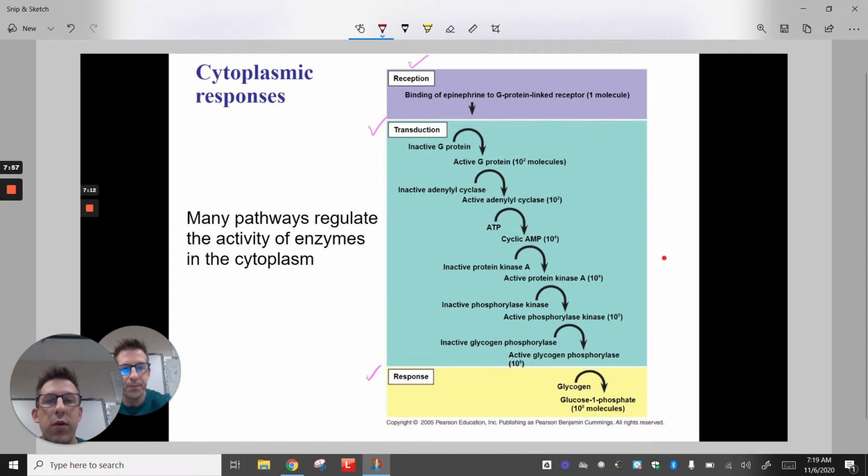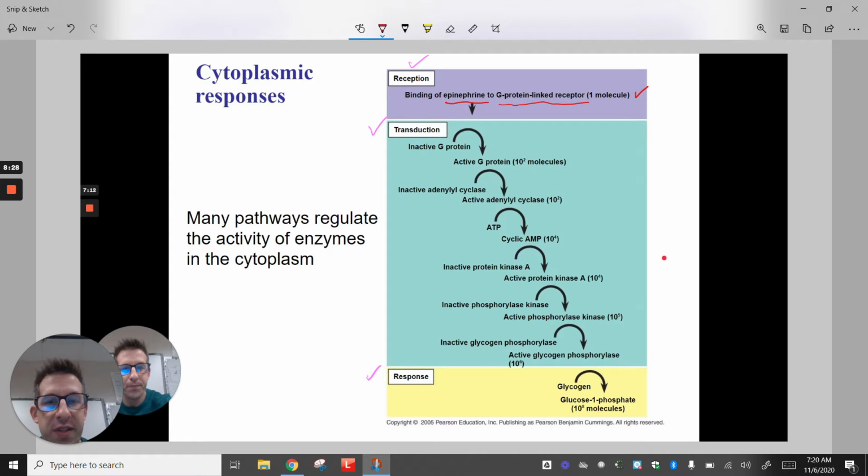Okay, so we notice at the very beginning in the receptor phase, the G protein linked receptor is the receptor that is going to be used in this particular pathway, and we have epinephrine binding to it. Okay, and we start this off with one molecule of epinephrine in one particular cell at one particular point on the cell membrane. Okay, so one molecule of epinephrine binds to the G protein linked receptor. Okay, it starts with that.